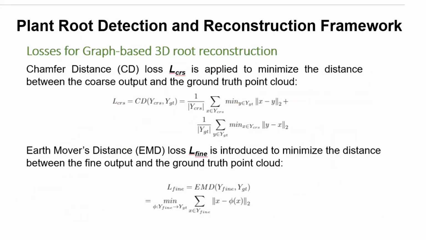As for the loss, for the graph-based 3D root reconstruction network, we simultaneously use the chamfer distance loss CD and the earth mover's distance loss EMD. The chamfer distance loss is designed to minimize the distance between the coarse output and the ground truth point cloud. And the EMD loss is introduced to minimize the distance between the fine output and the ground truth point cloud.